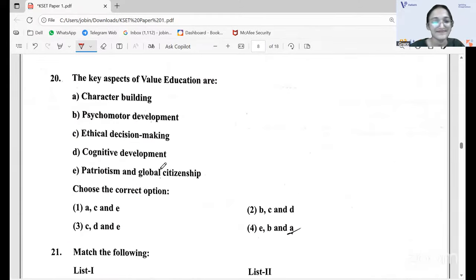Now we are moving to Jobin sir. He will be helping you with teaching.